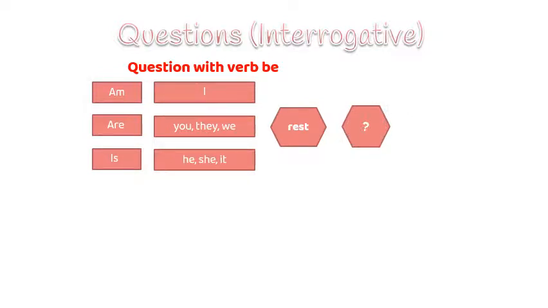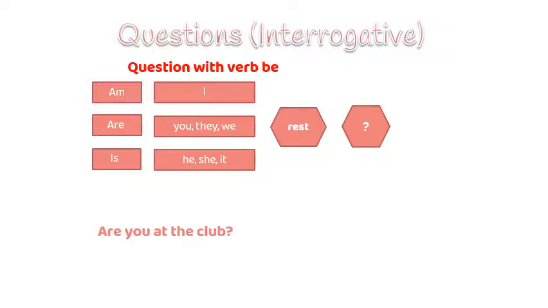So if you notice here, when having a verb to be in the sentence, I just switch the places between the verb to be and the subject to form a question. So I say am I, are you, are they, are we, is he, is she, is it, then the rest of the sentence and a question mark.